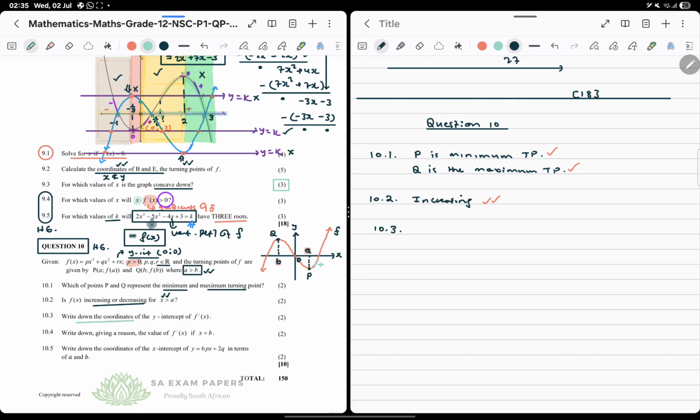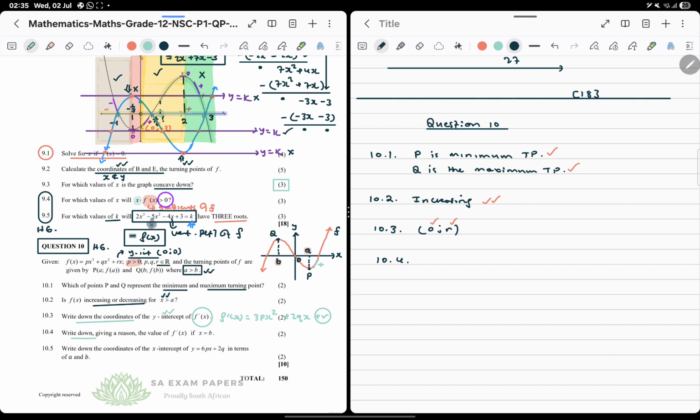10.3, write down the coordinates of the y-intercept of f prime. Now when we differentiate f, we end up with basically 3px squared plus 2qx plus r, and this is the one. So it's going to be (0; r), whatever the r value is. Okay. Again, guys, 2 marks. Wow. Nice and easy.